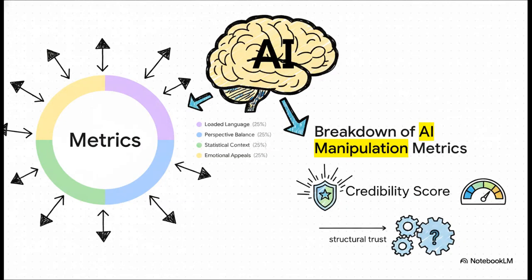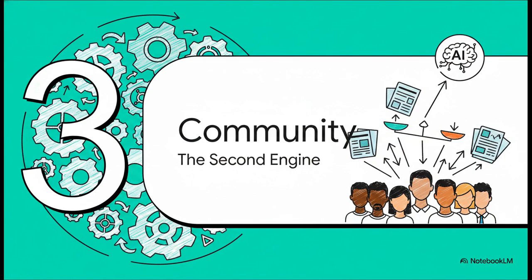So, how does the system actually arrive at a score? Well, the AI weighs loaded language, perspective balance, statistical context, and emotional appeals all together to assign an overarching credibility score. For our example article, it earned a solid 8 out of 10. And this number acts as a really solid baseline of structural trust before we even start talking about political bias. All right, on to Section 3. Community-driven bias ratings, the second engine.